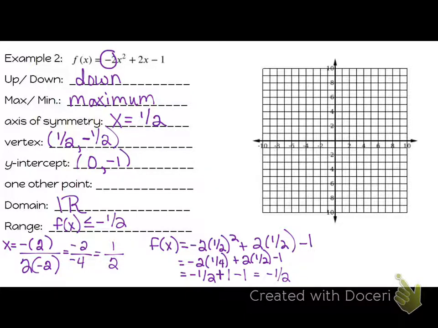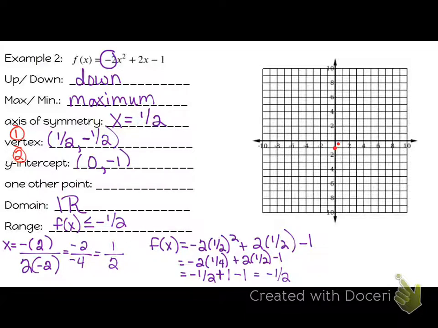What do I graph first? The vertex. So I graph my vertex first, then I graph my y-intercept. So I start at the origin. Now my vertex is half, negative half. So I go over half and I go down half, which would be about right there on my coordinate plane. What's my y-intercept, which I graph next? That would be 0, negative 1.